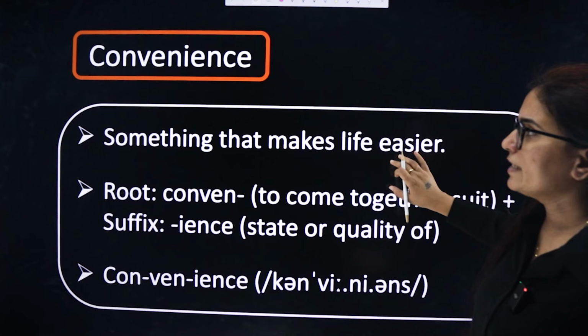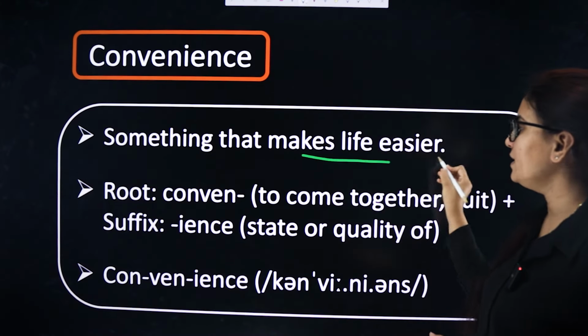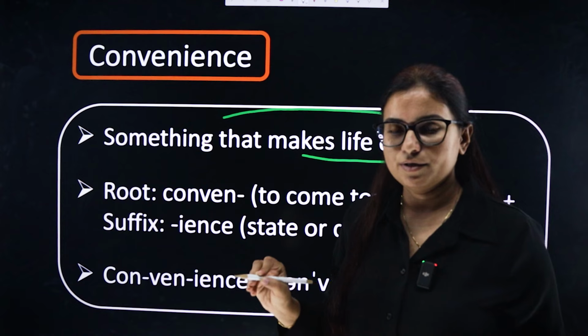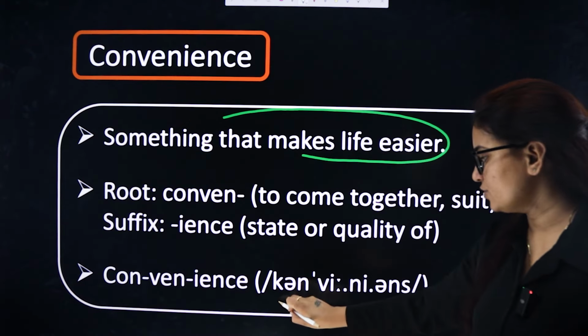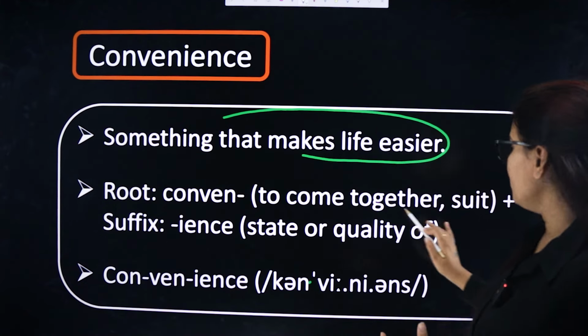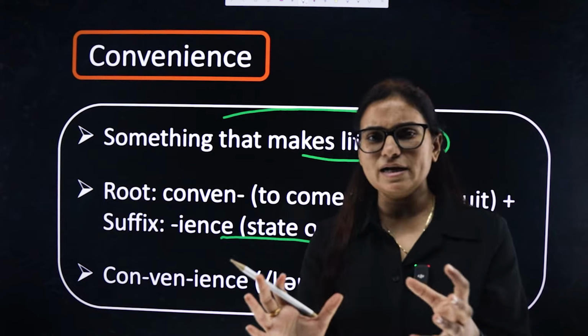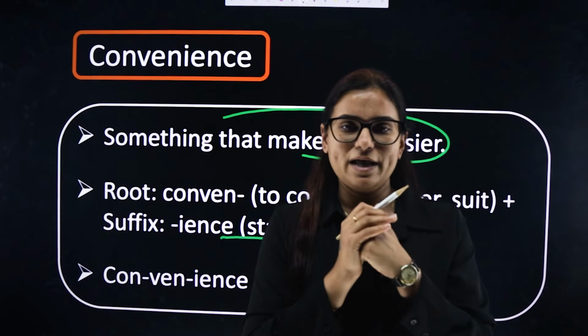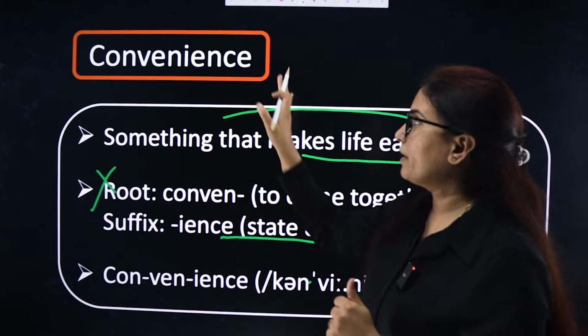Next word is convenience. Convenience simply means when something makes your life easier, right? The pronunciation is convenience. It means to come together, to a state when certain activities come together to make your life easier. The root is extra information. If you don't want to remember, it's totally fine.